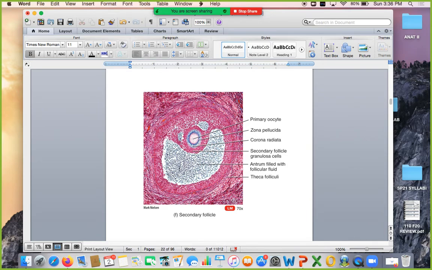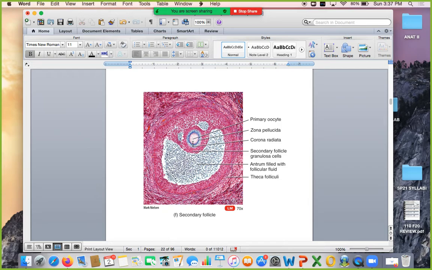Again, here we have the antrum. It's going to be filled with follicular fluid. Then we have the granulosa cells surrounding it, and then the specialty granulosa cells that are going to be the corona radiata cells. These are the ones that are actually going to become the cumulus cells of the egg when it's shed. And inside there, of course, we have the primary oocyte surrounded by the zona pellucida.